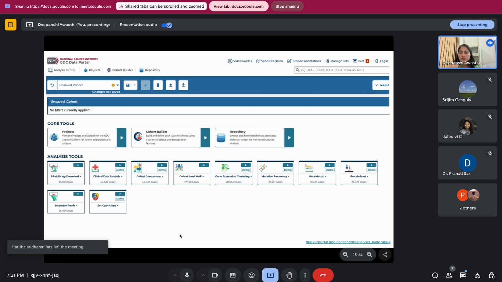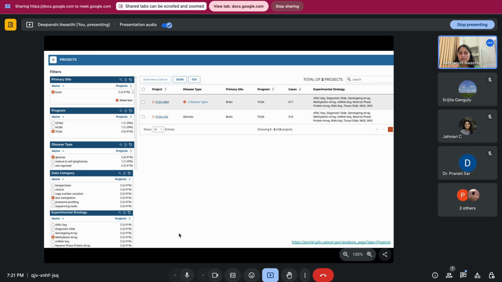For example, if you go through the projects, then you will see these projects. On the left side there are multiple things which you will find, such as primary site. In primary site there will be multiple tissues which you can select. In this case I have selected brain, but other than brain there will be multiple tissues present, such as lung, breast, bile duct, stomach. Many tissues will be listed.